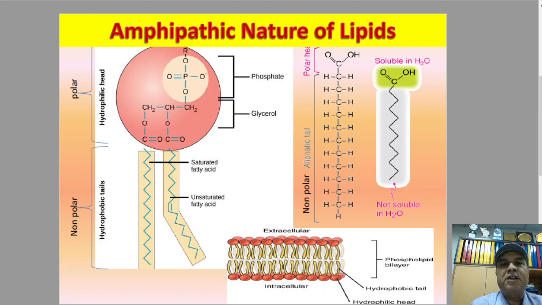All of you know the examples of polar molecules. For example, water is a highly polar molecule, and acids, alkalis as well as alcohol are also examples of highly polar molecules, whereas examples of non-polar molecules are chloroform, benzene, ether, and petroleum ether. So an amphipathic molecule contains both types of groups, polar as well as non-polar, at the same time.